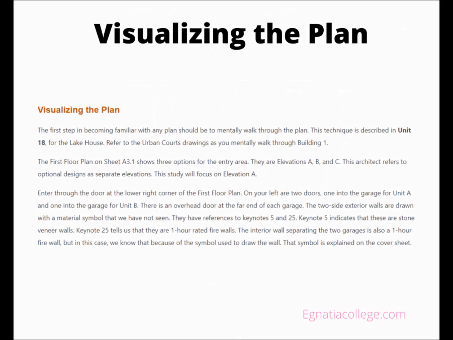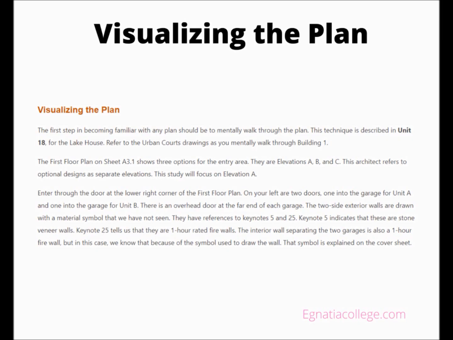Visualizing the plan. The first step in becoming familiar with any plan should be to mentally walk through the plan. This technique is described in Unit 18, for the lake house. Refer to the urban courts drawings as you mentally walk through Building 1. The first floor plan on sheet A3-1 shows 3 options for the entry area. They are elevations A, B, and C. This architect refers to optional designs as separate elevations. This study will focus on elevation A.